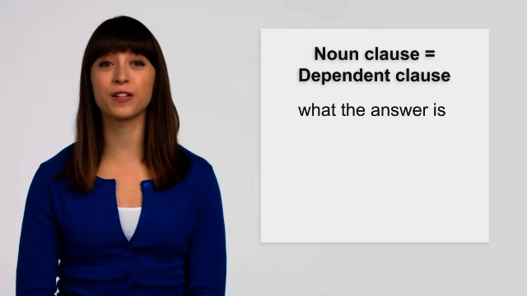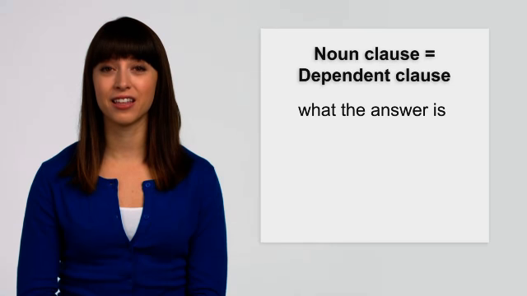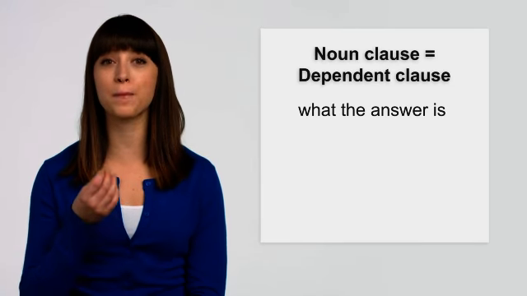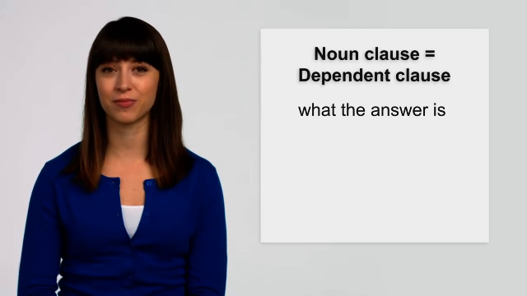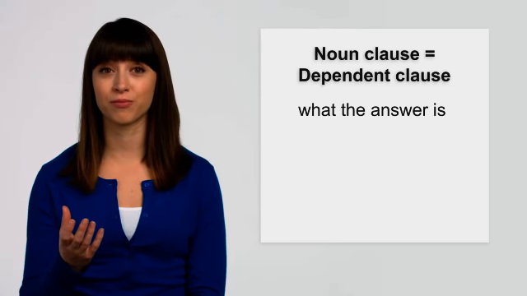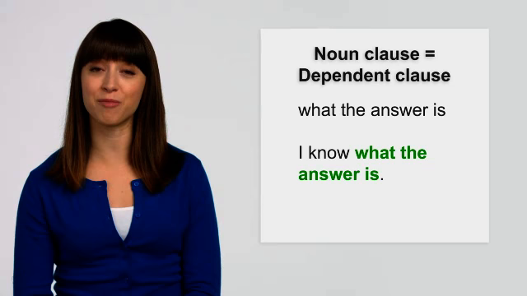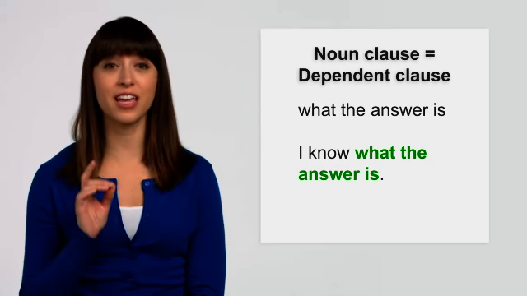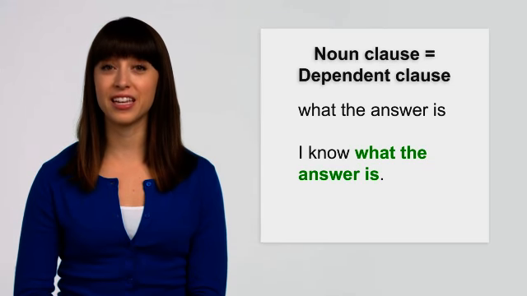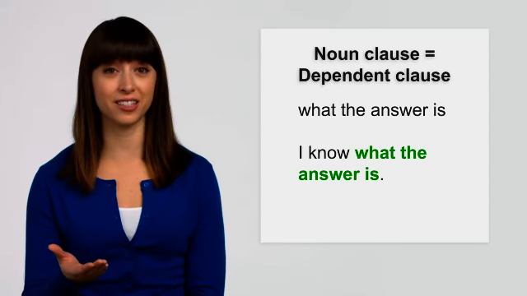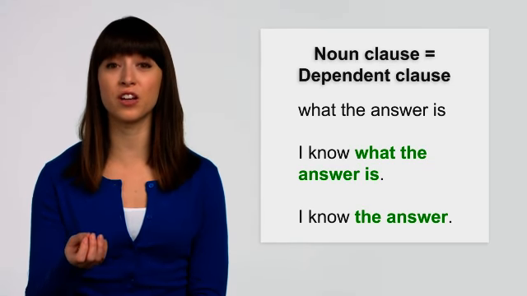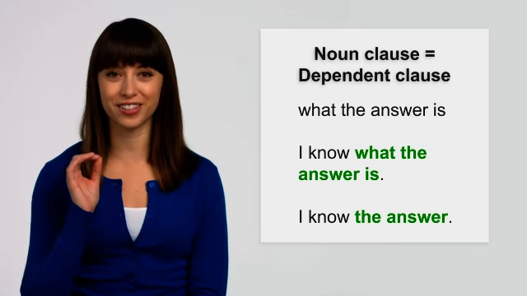Noun clauses are dependent clauses. They must stand with independent clauses to form complete sentences. Think of a noun clause as a long noun. In this example, what the answer is the noun clause. It is not a complete sentence. This noun clause could be replaced with a single noun, the answer.